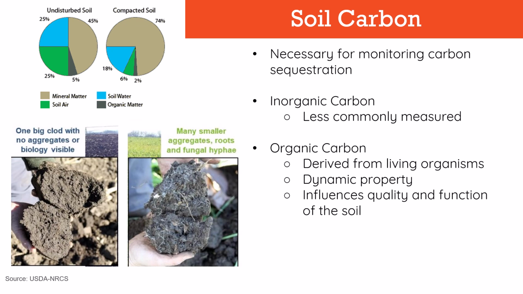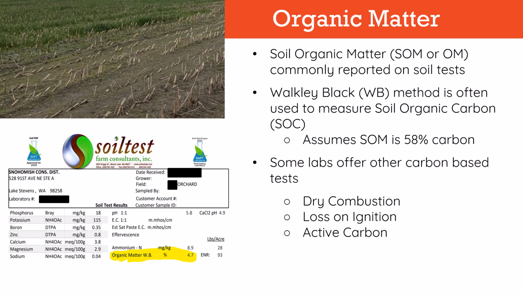Beyond just the carbon focus, soil organic matter influences the quality and function of a soil by promoting aggregation, fueling microbes for long-term nutrient cycling, and maintaining a structural balance between the mineral, air, and water within a soil. Soil organic matter is a test offered by many soil labs. The Walkley-Black method is commonly used to measure soil organic carbon. You can see the WB by the organic matter test result reported by Soil Test Farm Consultants.